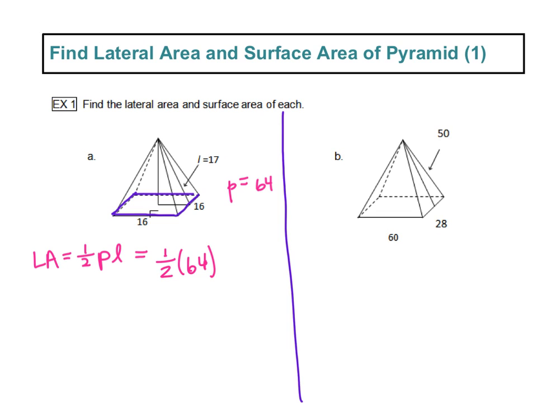So the slant height is going to go from the vertex down to one of the edges of the base. So that's this segment right here. You can see they told us that that was 17, so our slant height is 17. And then we just go ahead and do that multiplication. 1/2 times 64 times 17 is 544. And then this is an area measurement, so we're going to say units squared. All right, so there's lateral area.